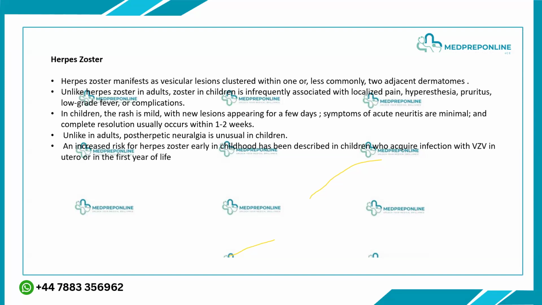Unlike in adults, post-herpetic neuralgia is unusual. ठीक है, so पहले भी जो आता है localized pain आती है बड़ों में, और post-herpetic neuralgia जो आता है adults में, वो दोनों चीजें ही बच्चों में कम होती हैं. An increased risk for herpes zoster early in childhood has been described in children who acquire infection with varicella zoster virus in utero or in the first year of life.